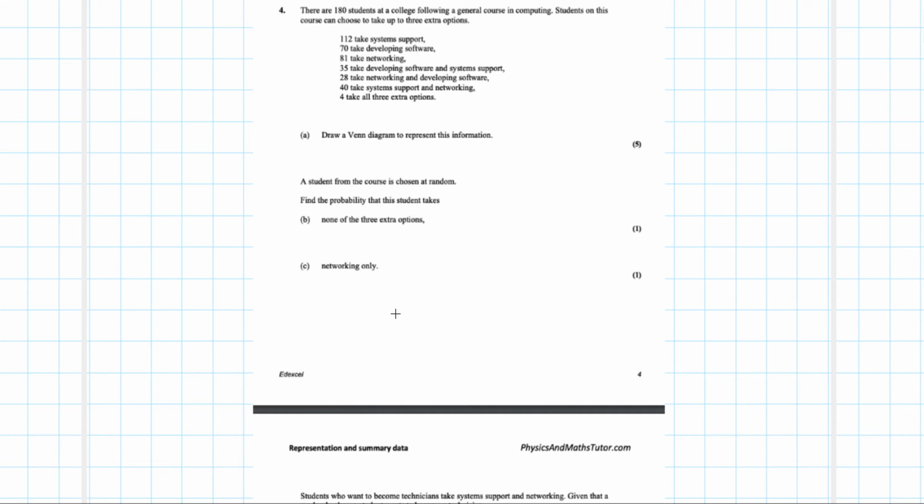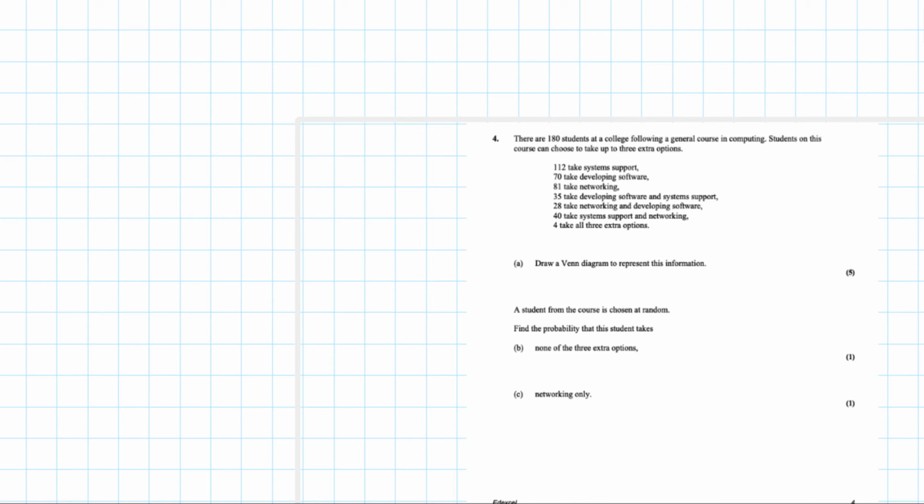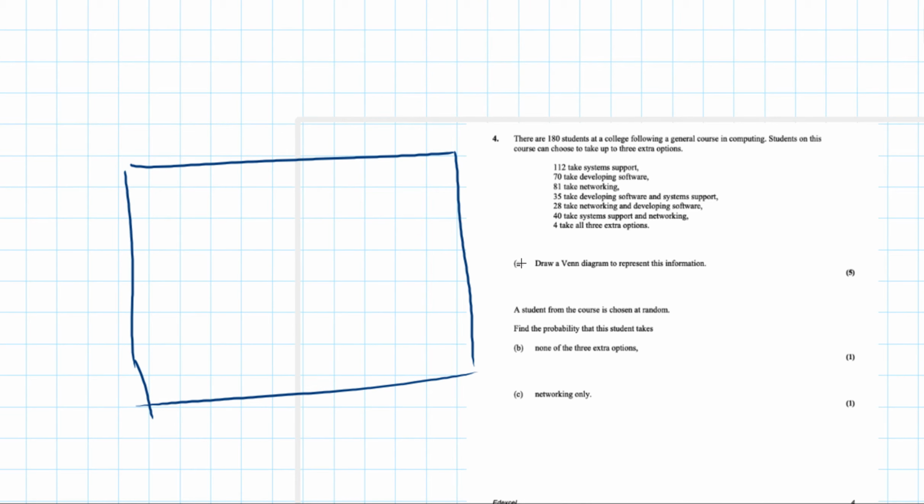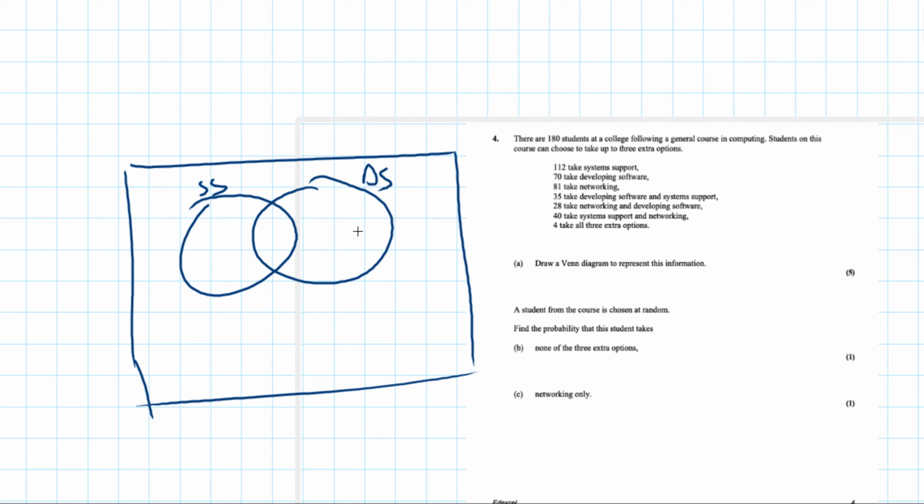Okay, question 4. There are 180 students at a college following a general course in computing. Students on this course can choose up to 3 extra options, and there's a list below. Draw a Venn diagram to represent this information. So for this one, we draw a big one here. And there's 3 options: system support, developing software, and networking.